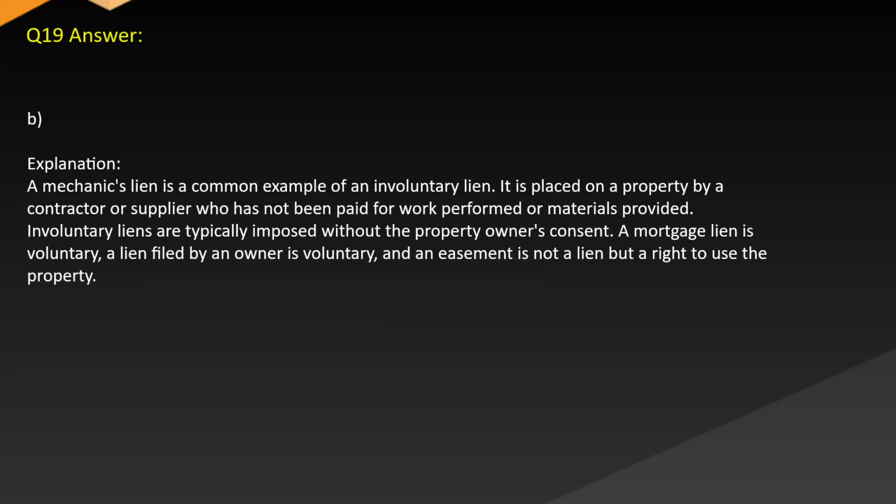Answer: B. Explanation. A mechanics lien is a common example of an involuntary lien. It is placed on a property by a contractor or supplier who has not been paid for work performed or materials provided. Involuntary liens are typically imposed without the property owner's consent. A mortgage lien is voluntary, a lien filed by an owner is voluntary, and an easement is not a lien but a right to use the property.